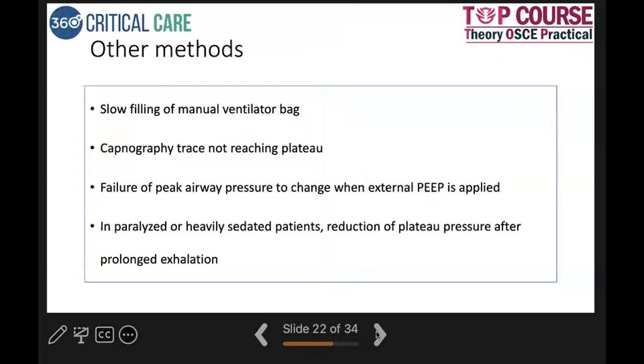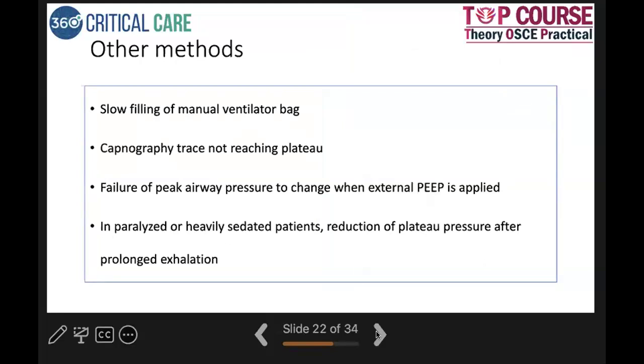And what are the other methods you can use to find it? For example, you have disconnected the airway and you want to provide oxygen to the patient because there is auto PEEP, so you connect an Ambu bag. Slow filling of the manual ventilator bag could indicate auto PEEP. The capnography trace, which is always connected to the monitor, is also a good indicator: you can see it is not reaching the plateau.